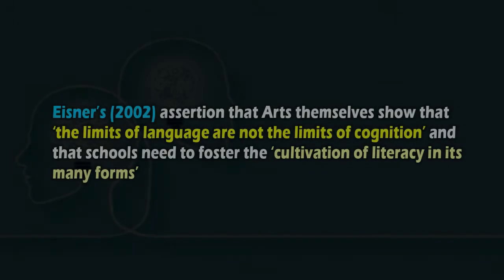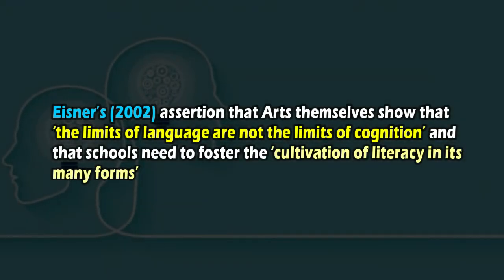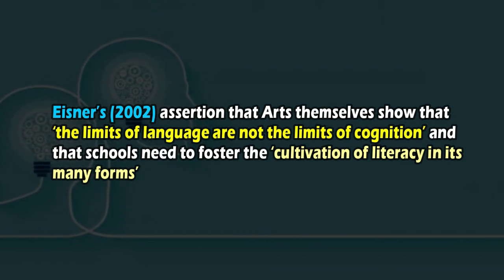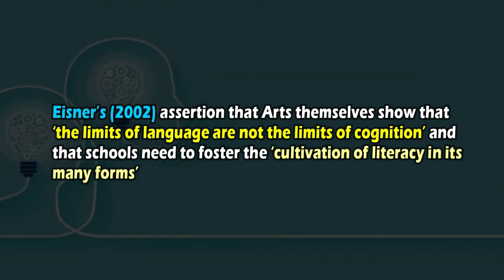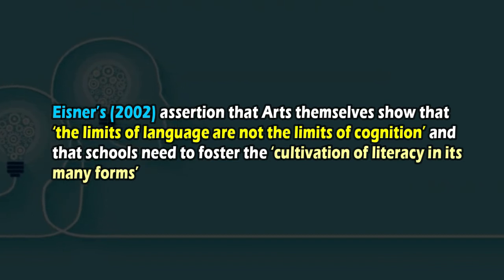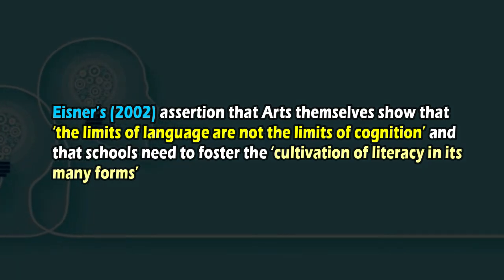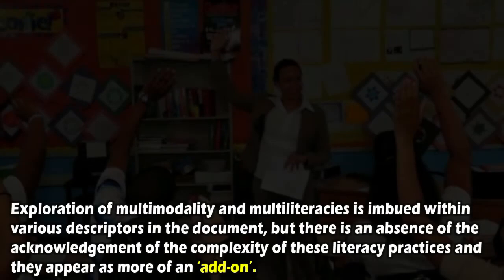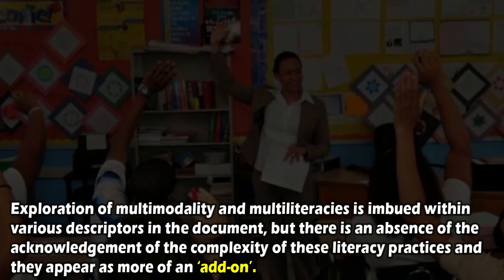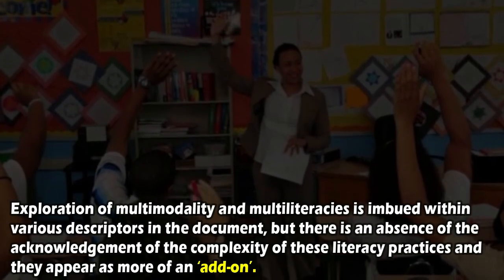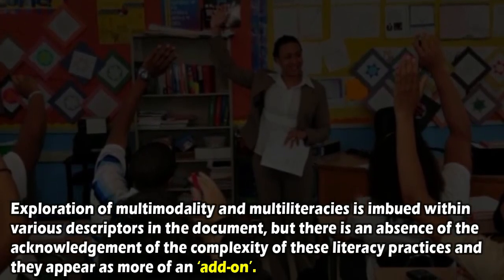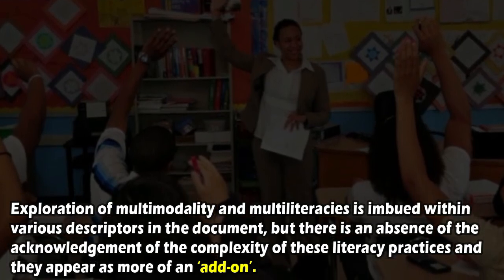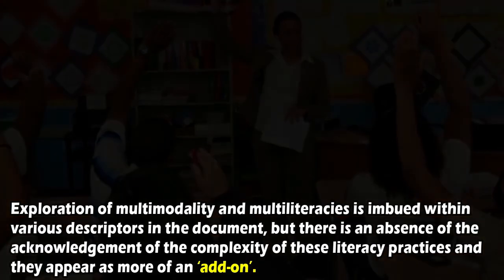This is quite the opposite to Eisner's 2002 assertion that arts themselves show that the limits of language are not the limits of cognition, and that schools need to foster the cultivation of literacy in its many forms. Exploration of multimodality and multiliteracies is imbued within various descriptors in the document, but there is an absence of the acknowledgement of the complexity of the literacy practices, and they appear as more of an add-on.